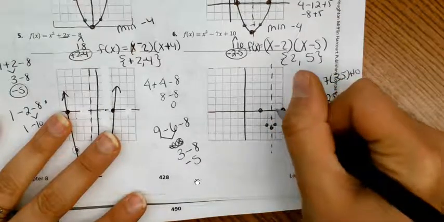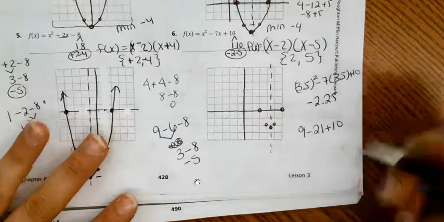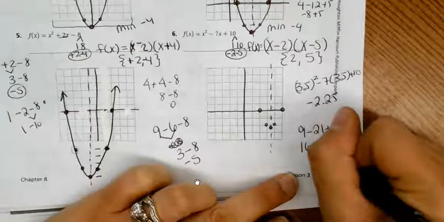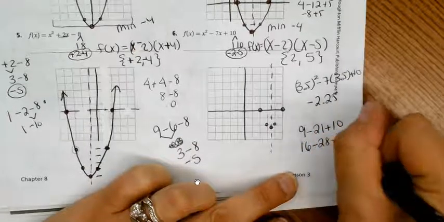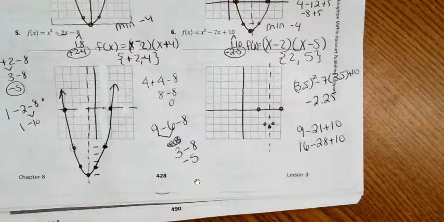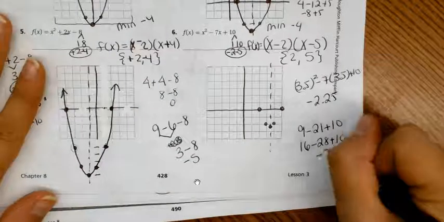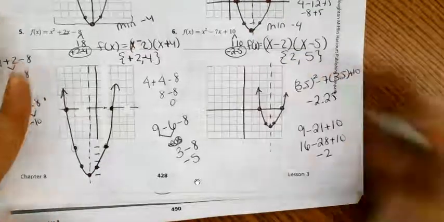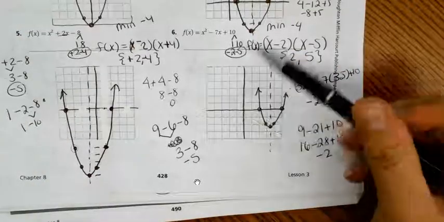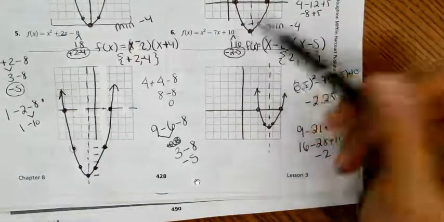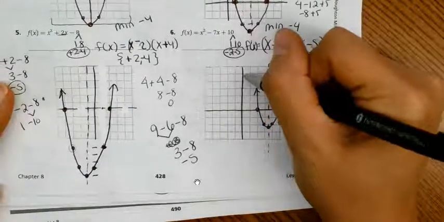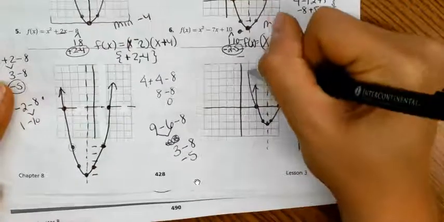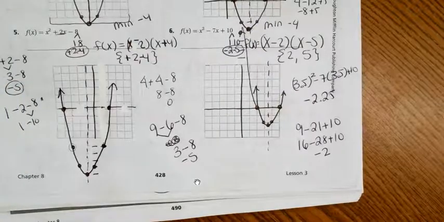So I'm going to plug in a 4. 1, 2, 3, 4. So I plug in a 4, I get 16 minus 28 plus 10. I get negative 2. So that's perfect. If I wanted the y-intercept, then that would be 10. 1, 2, 3, 4, 5, 6, 7, 8, 9, 10. It's not going to cross till way up here. Right? And you can reflect that.